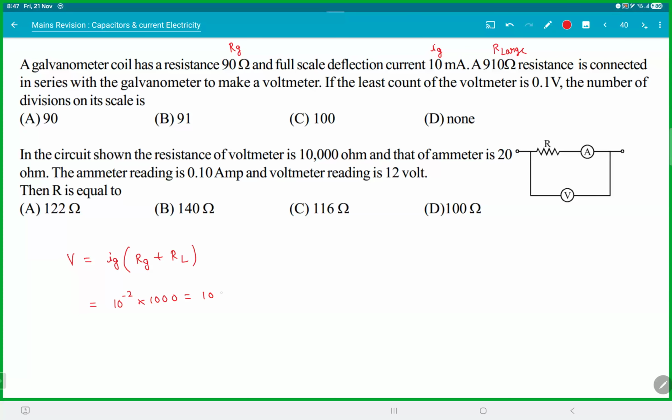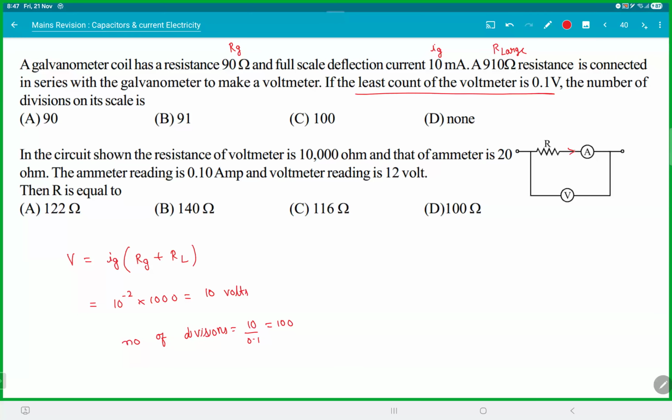And now you're saying the least count of the voltmeter is 0.1 volt. So the number of divisions: 10 volt is there. If each division is 0.1 volt, then 10 volts will have 100 divisions. That was easy. What about this one?